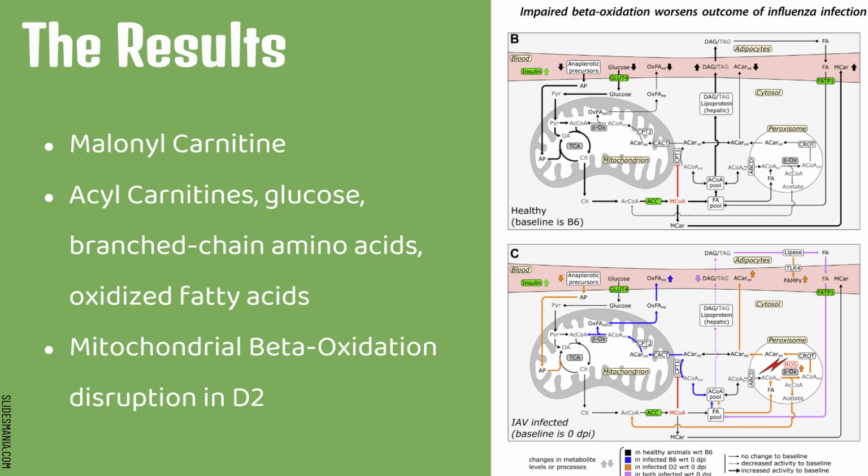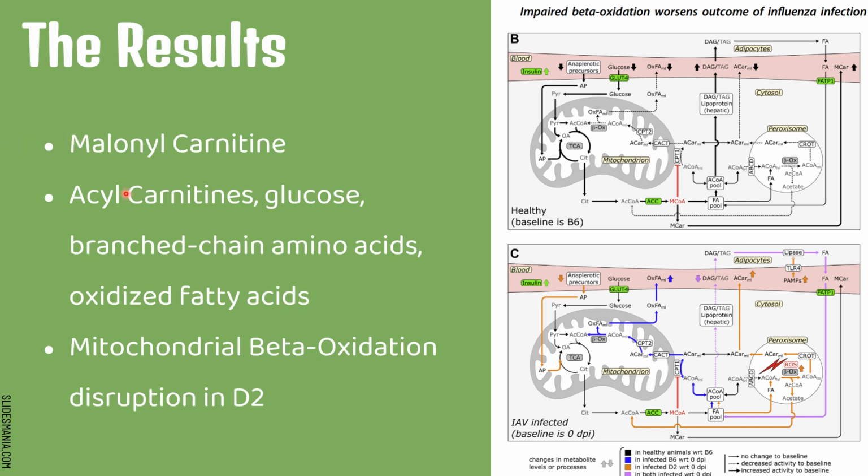What did they find? Well, the biggest metabolic difference they found was between healthy and infected strains in the levels of malonyl carnitine. Malonyl carnitine is a metabolite that accumulates with disruption in fatty acid oxidation caused by the long-chain acylcarnitine esters having trouble getting into the mitochondria, and by the failure of the ETC, or electron transport chain.